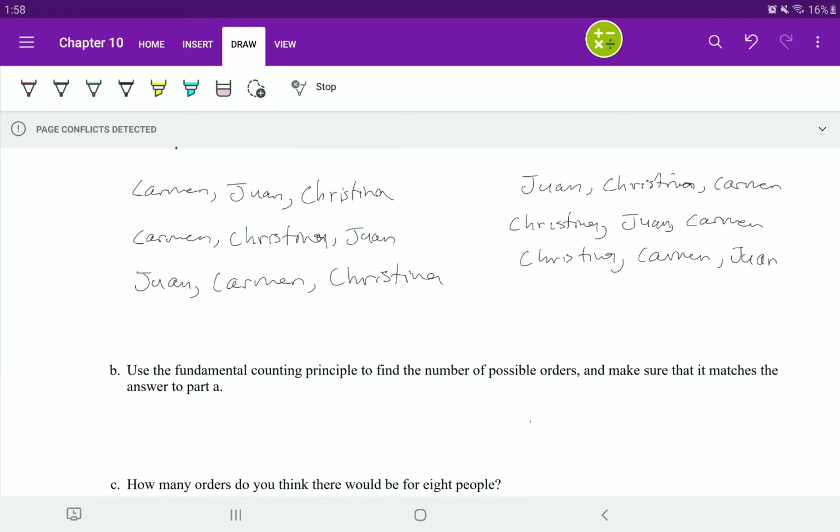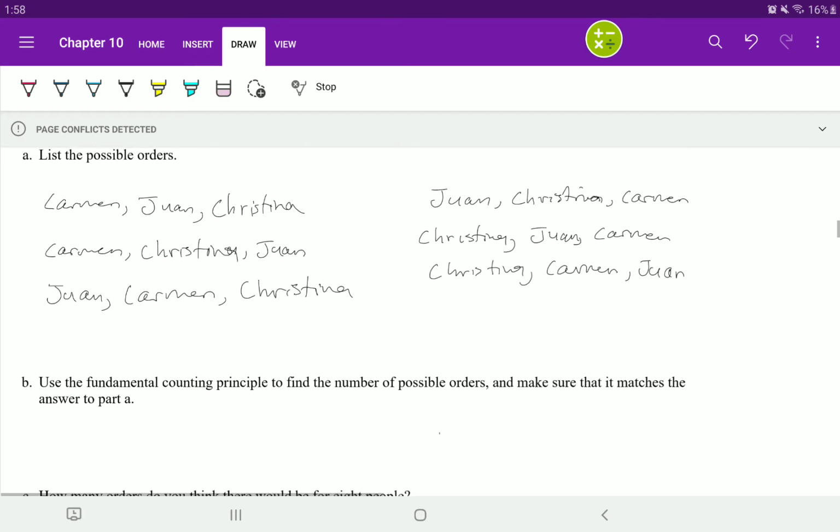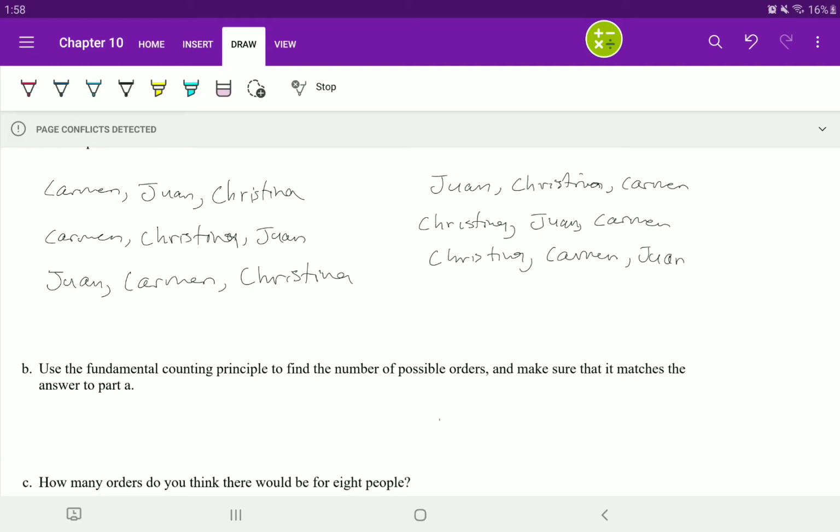Now, with this said, it says use the fundamental counting principle to find the number of possible orders and make sure that it matches the answer to part A. So now, if we have 3 people, which means we have 3 spots we can arrange the people on. We can have spot 1, which is the spot on the left side of the portrait. Spot 2, which is the person in the middle. And then spot 3 for the person on the right side of the portrait.